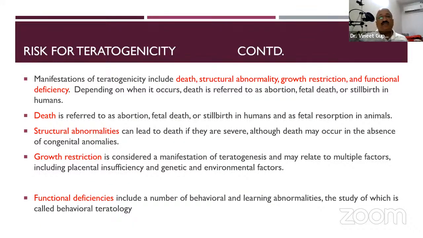Risk of teratogenicity. Manifestations of teratogenicity include death, structural abnormality, growth restriction, and functional deficiency. Death is referred to as abortion, fetal death, or stillbirth in humans, and as fetal resorption in animals. Structural abnormalities can lead to death if they are severe, although death may occur in the absence of congenital anomalies. Growth restriction is considered a manifestation of teratogenesis and may relate to multiple factors, including placental insufficiency and genetic and environmental factors. Functional deficiency includes a number of behavioral and learning abnormalities, the study of which is called behavioral teratology.